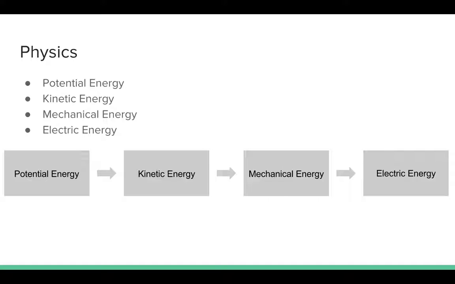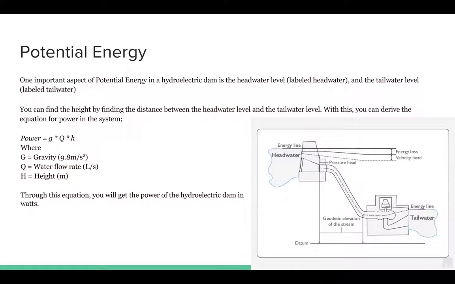So next we have the physics of a hydroelectric dam. Basically, it goes through conservation of energy and goes from potential energy to kinetic energy to mechanical energy to electric energy. So first, for potential energy, one important aspect of potential energy in a hydroelectric dam is the headwater level, which is where the water comes from, and labeled headwater in the picture, and the tailwater level, where the water leaves, which is labeled tailwater in the photo.